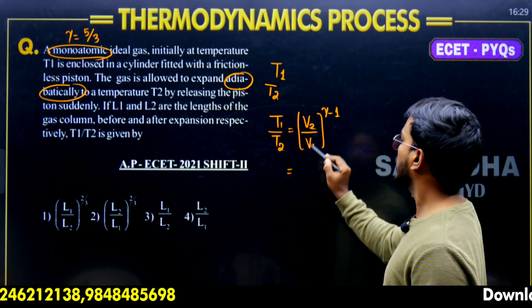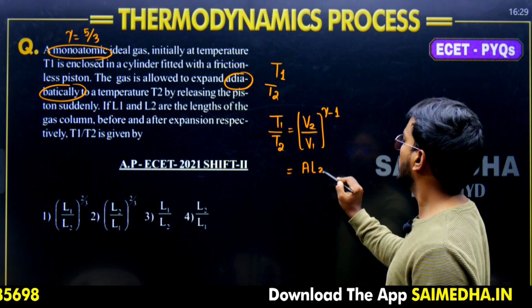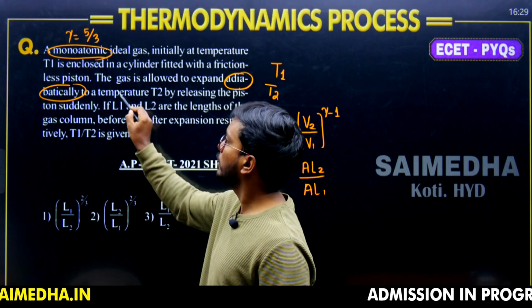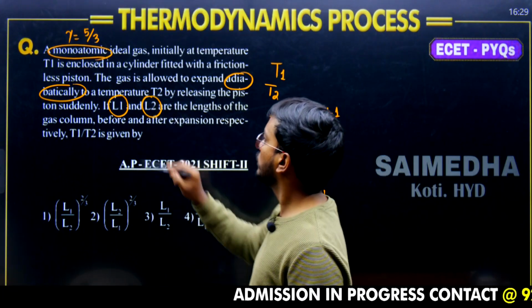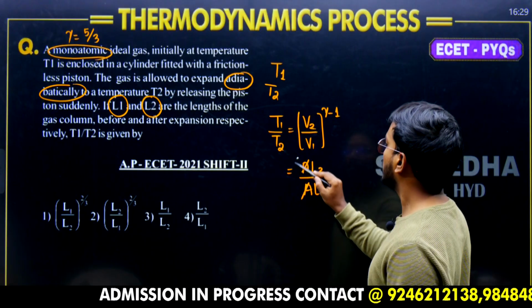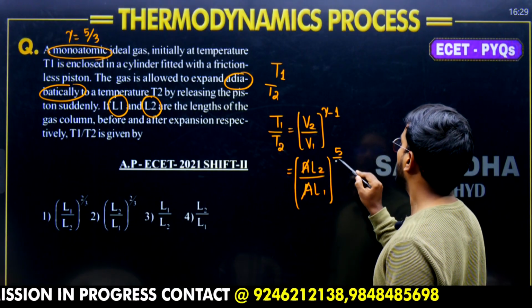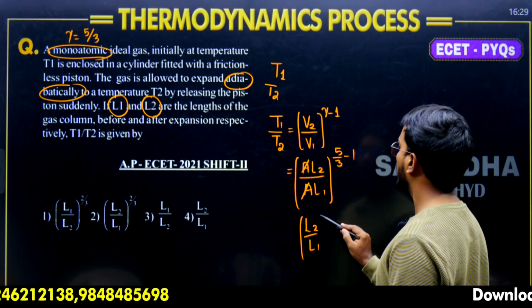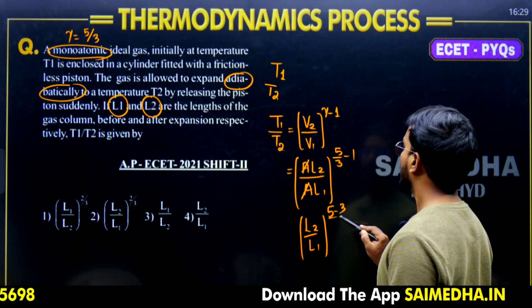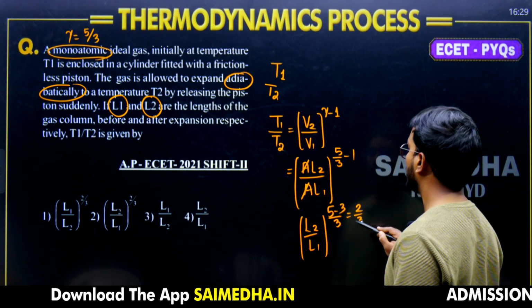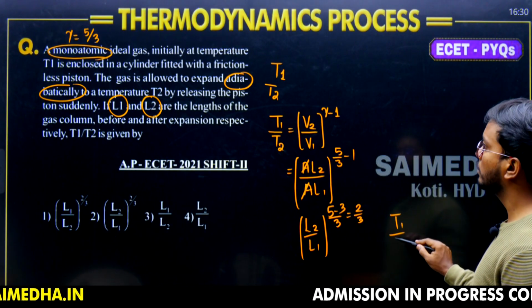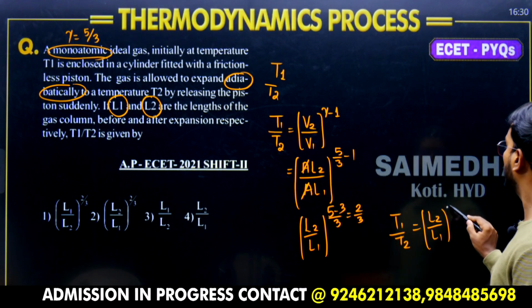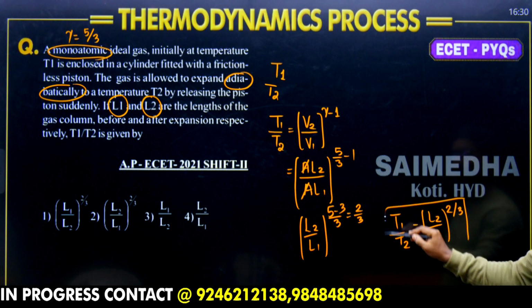So here we will be substituting area into final length L2, area into initial length L1. Given in the question, L1 and L2 values. Area gets cancelled, whole to the power of 5 by 3 minus 1. So this will become L2 divided by L1 whole to the power of 5 minus 3 by 3, this one is 2 by 3. So what is the final answer now? T1 divided by T2 is equal to L2 divided by L1 whole to the power of 2 by 3, is going to become your final answer.